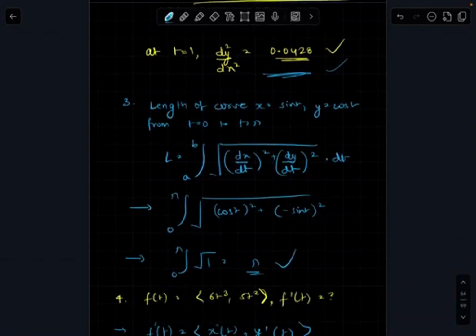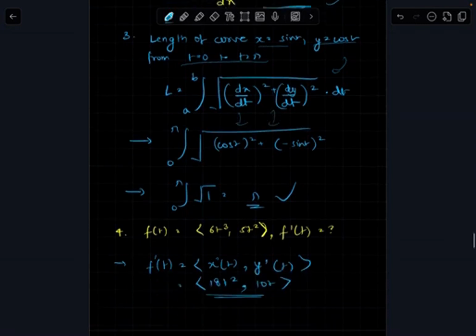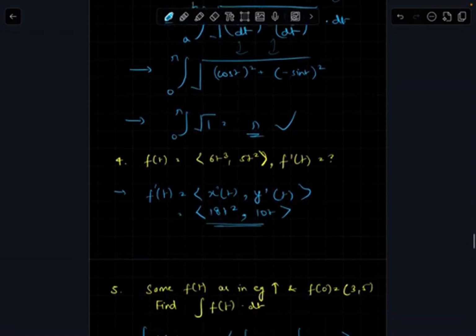Okay, so now we need to find the length of a curve with the parametric equations x equals sin t and y equals cos t. And we need to find it from limits 0 to pi. We'll input all these values, we'll differentiate with respect to t, and we'll solve it to get an answer as pi.